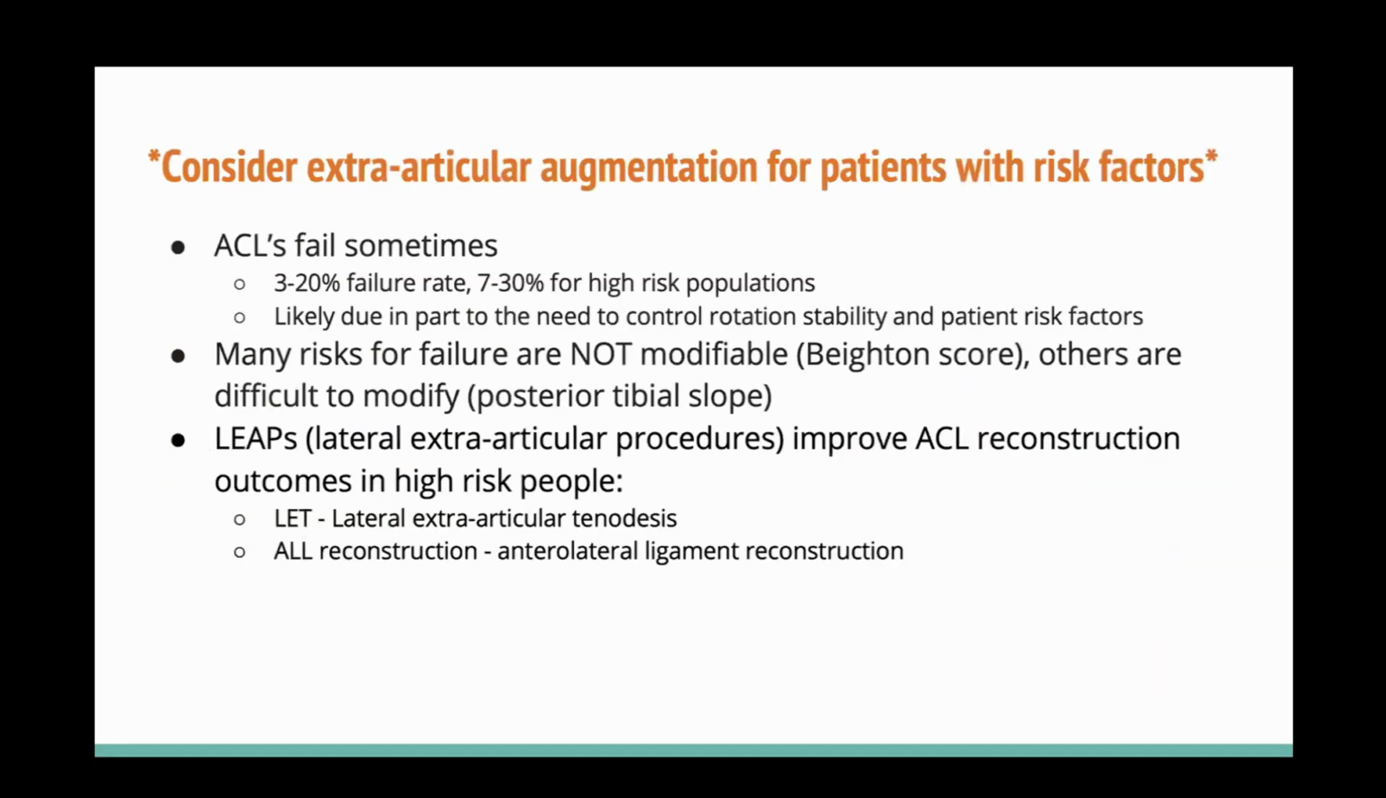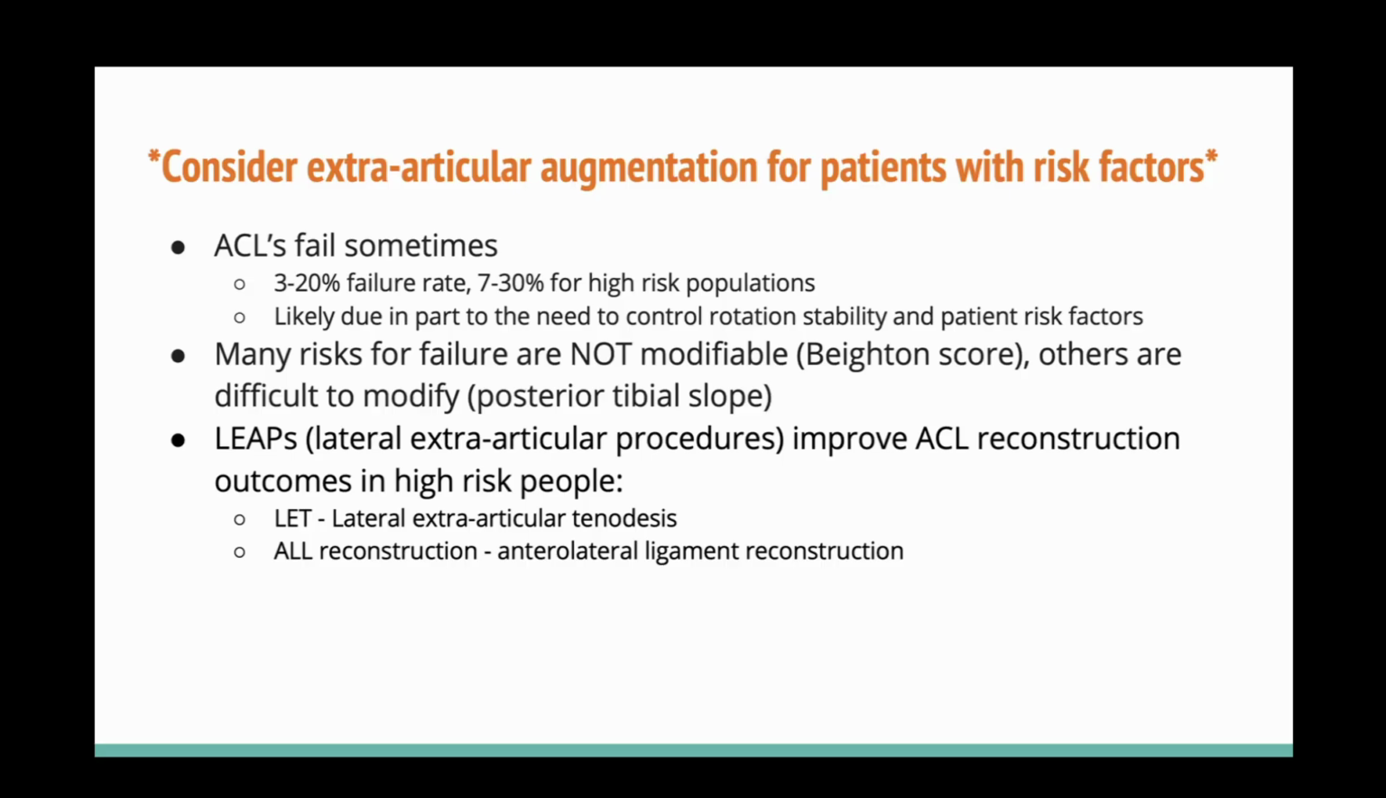I think we could consider extra-articular augmentation for patients with risk factors. The reality is ACL reconstruction is an awesome surgery. People do great, but sometimes they fail. That failure rate is somewhere between 3 to 20%, or 7 to 30% for high-risk populations. Perhaps this is due to the need to control some rotational stability, or account for some patient risk factors. Some risk factors are not modifiable, like generalized ligamentous laxity, and others are difficult to modify, like posterior tibial slope.